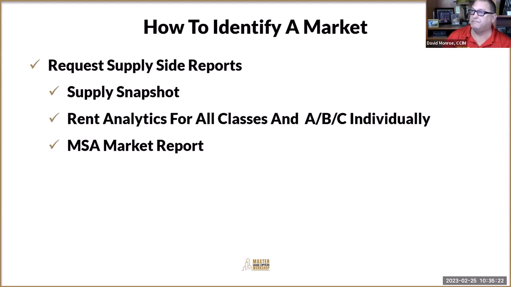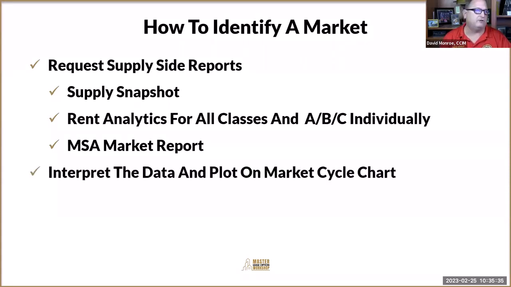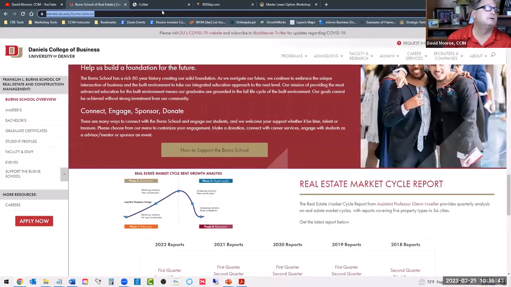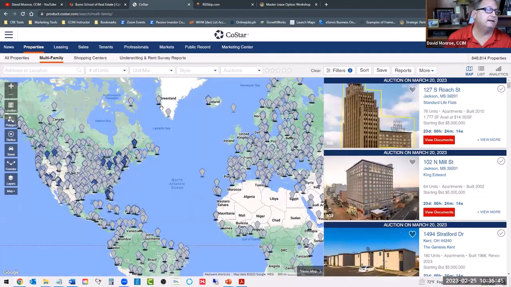That way, once you have identified some declining markets that are happening, these look like 1 to 3 markets I'd be interested in, now you can start to interpret that data and plot it on that market cycle chart. So let's jump into CoStar and take a look at that.